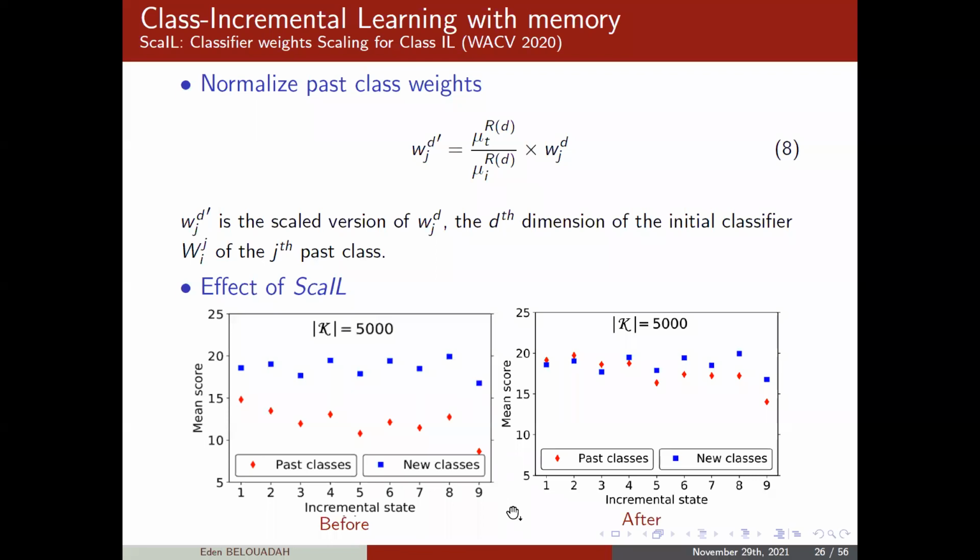In the bottom, we can see the effects of SCALE on the classification scores. So we can see here on the right that the classification scores between new and past classes are more comparable, with a little overestimation in the earlier states of the scores of the past classes. And the gap increases slowly as the incremental states advance.